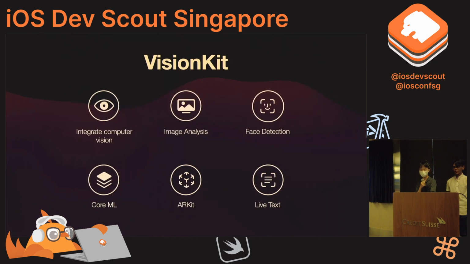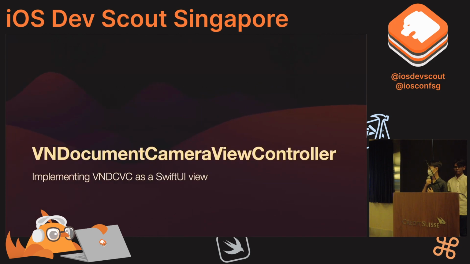Okay. So VisionKit is Apple's framework for integrating computer vision for different applications. What you get is things like image analysis, face detection, Core ML, Live Text. So that's under VisionKit. And the one we used was the VNDocumentCameraViewController. Quite a mouthful, yeah. So I'll be referring to this as VC.